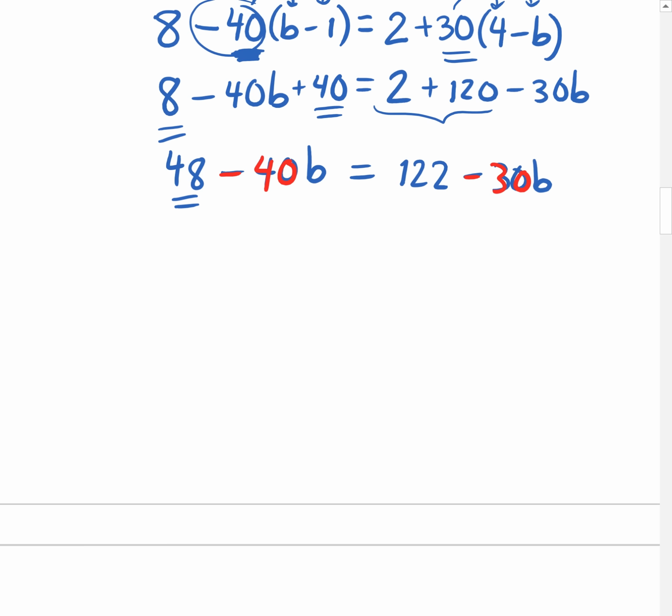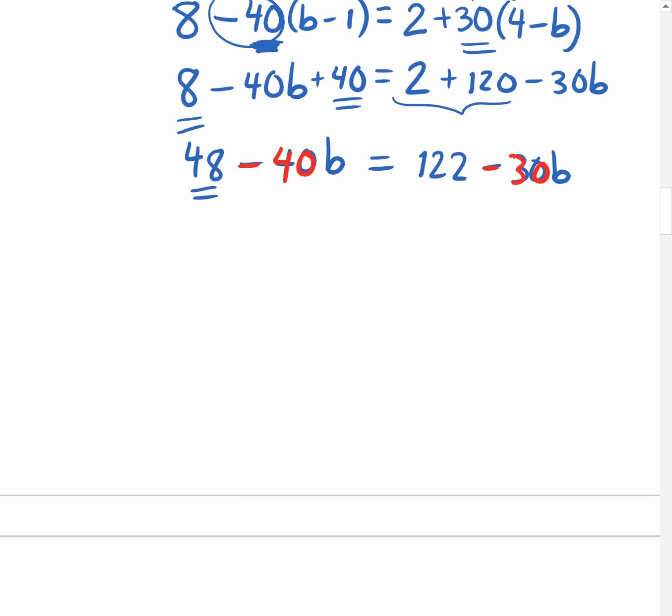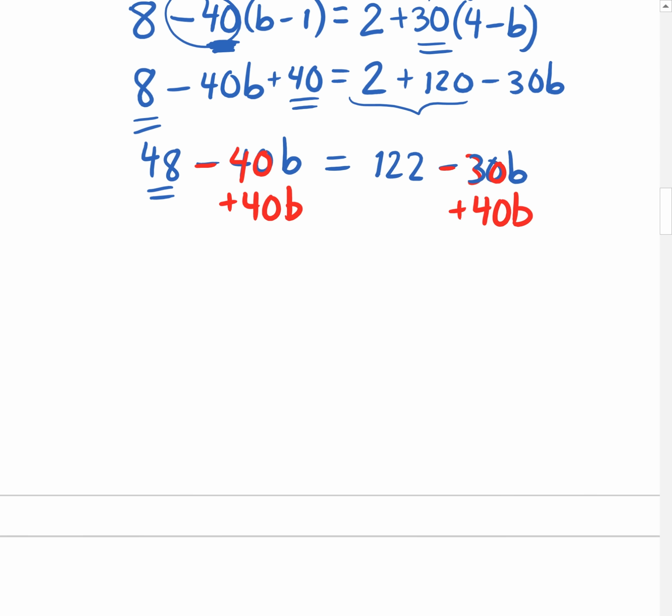Even though 30 is smaller than 40, negative 40 is smaller than negative 30. So I'm going to move the 40b over to the right. Although if you move the 30b over to the left, you're going to get the same answer either way. I think I just said move the smaller to the larger side because in the future that'll be easier. So it's good to get in that habit now. But don't worry if you did it the other way, it's fine.